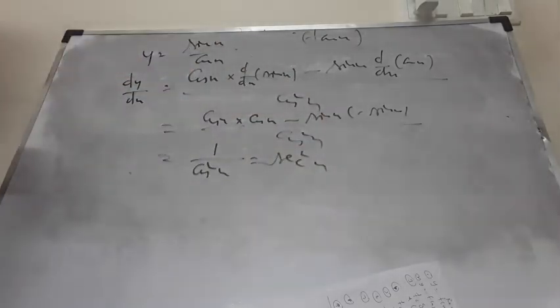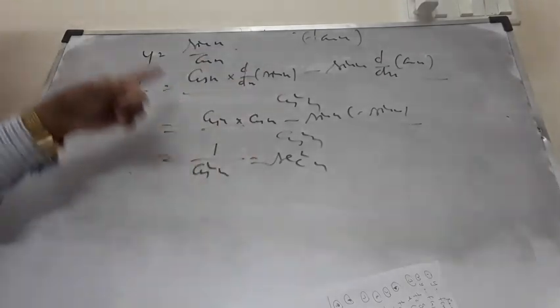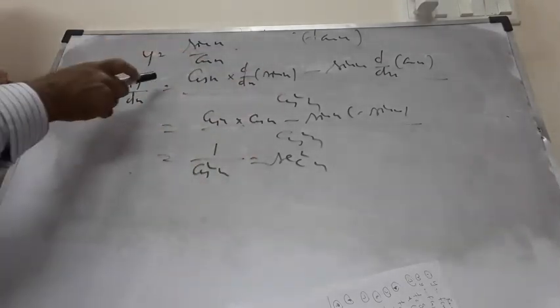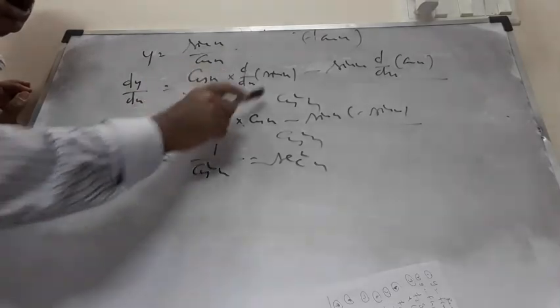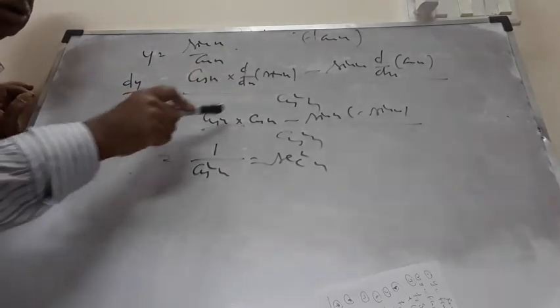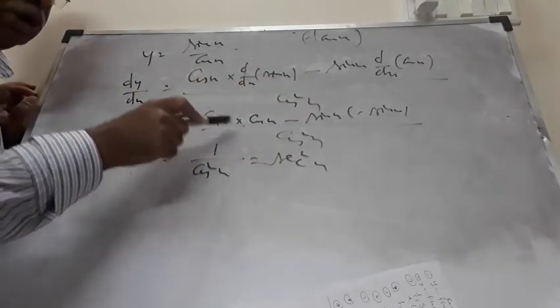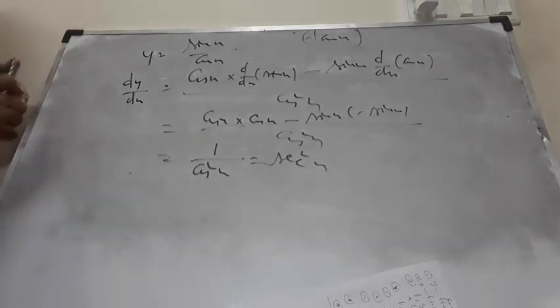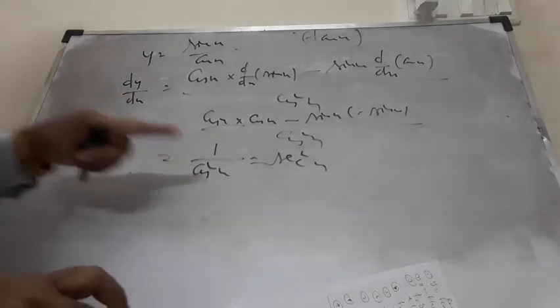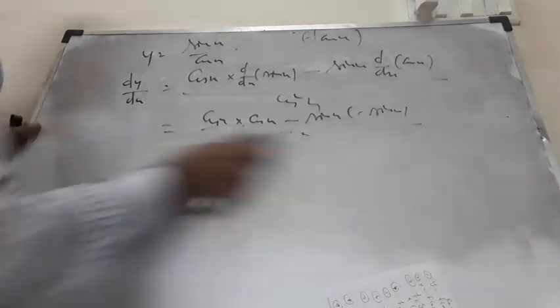Therefore, the derivative of tan x is secant square x, everybody knows. I write it as sin x by cos x and apply the division rule. Cos square x plus sin square x is 1. After applying the division rule of derivatives, it gets reduced automatically to secant square x.